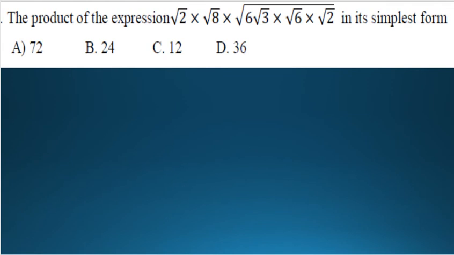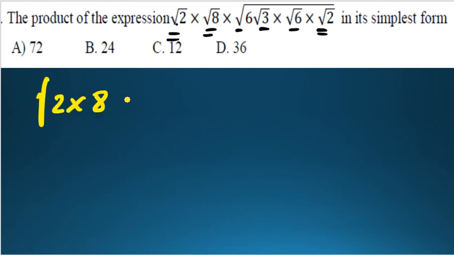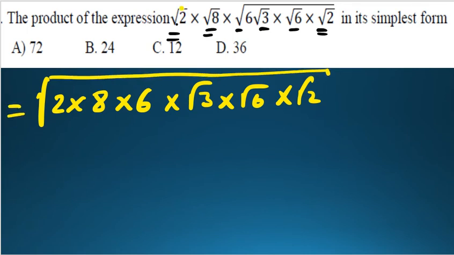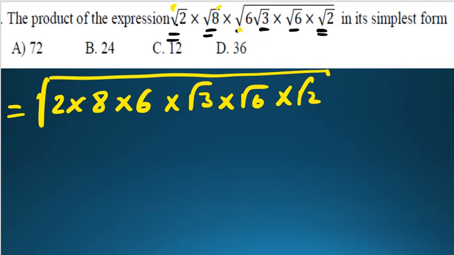The next question is a product of square roots, as you see: a square root and another square root, but inside this square root there are two more square roots again. In the radical, three radicals are there. So we can put the three square roots together in one radical. We can write the square root of 2 times 8 times 6 times radical 3 times radical 6 times radical 2. We can just put all of them in one radical.